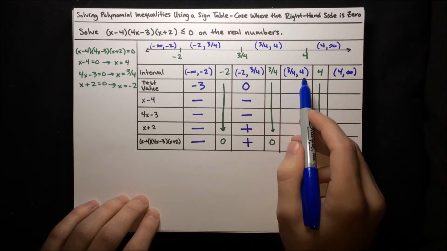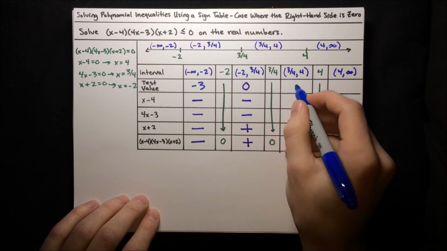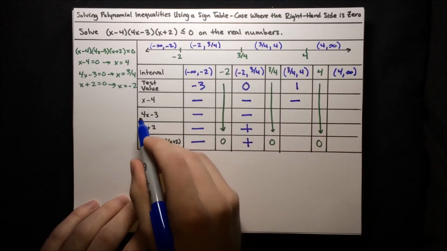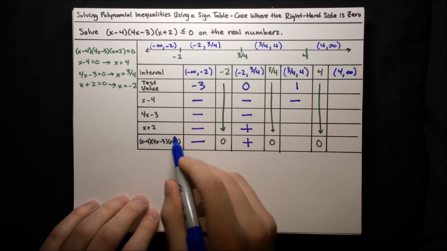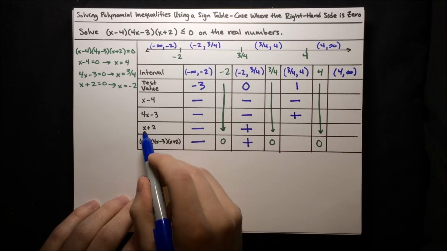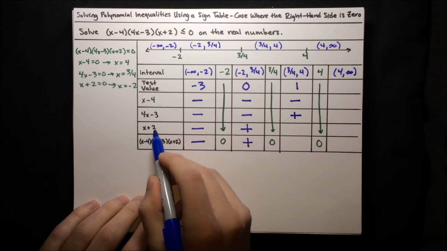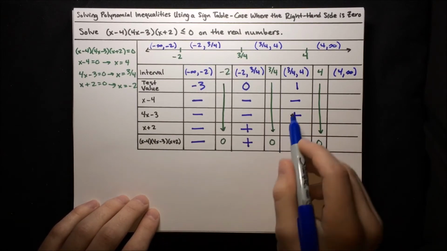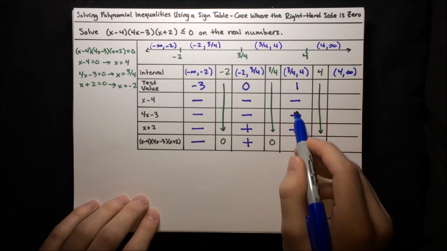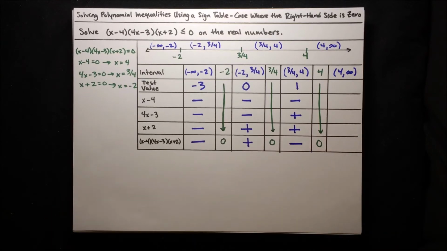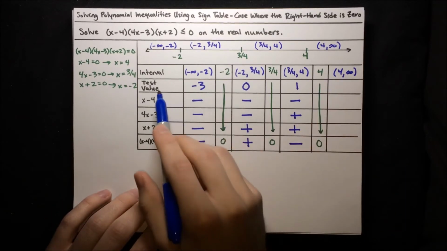Alright, looking at the next interval, 3/4 to 4, let's choose 1 there. So 1 minus 4, negative 3, that's negative. 4 times 1 minus 3, that's just 4 minus 3, and that is positive. And 1 plus 2 is 3, which is positive. Okay, so our polynomial on this interval is going to be negative times positive, so just a single negative sign, so negative. Lastly, our interval 4 to infinity, let's choose a test value.